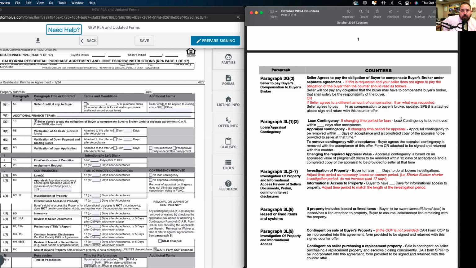If the buyer is requesting an amount and your seller wants to change the amount: seller agrees to pay blank percent as compensation to buyer's broker. Updated SPBB is attached. Please sign and return with this counteroffer. You have to do that part. You have to. It's required. Okay? So those are your two main counters for a seller requesting compensation.